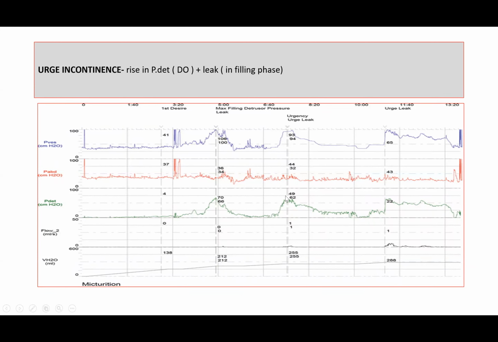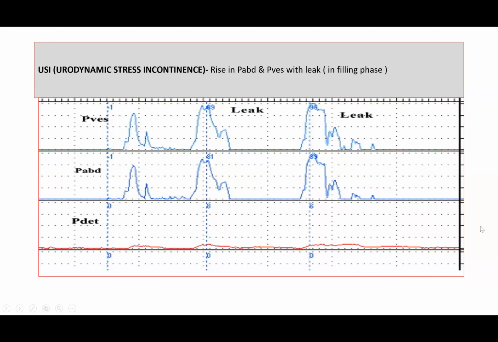Any leak is incontinence, we know that. So, detrusor overactivity and leak, this is urge incontinence. If abdominal pressure would have been raised and leak, it would have been urodynamic stress incontinence, right? So I hope I'm clear so far. So let's see the other graph.